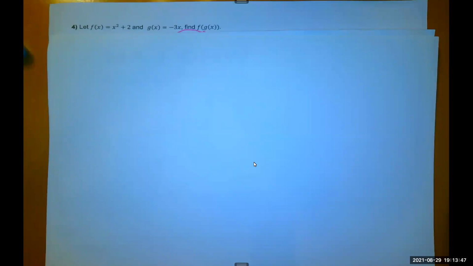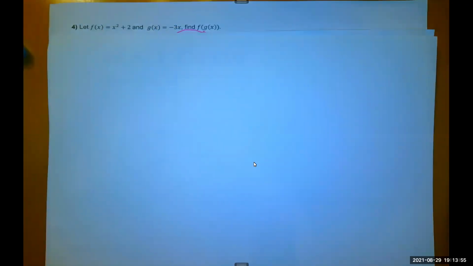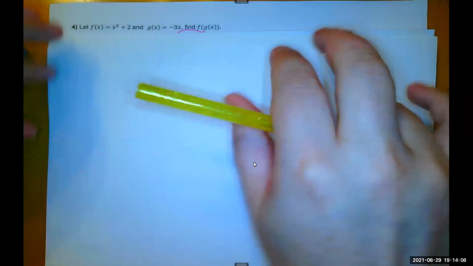Okay, number 4, we have f and g. We want to find f of g. That means g is going to go in the x spot. It's going to be a little bit different this time. I don't know if you've noticed something already here. Maybe you already tried this one. If you haven't, pause the video and try it. Coming right back.